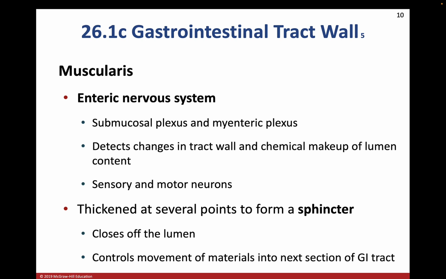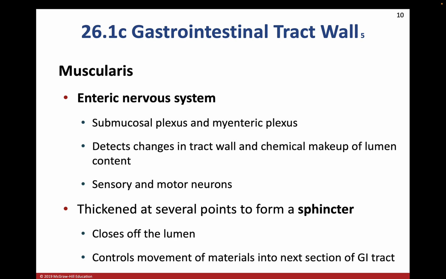And it is made up of two plexuses. Those will be the submucosal and the myenteric. And we want to think of this as local. Now, the sensory side of things will actually detect changes in the tract wall and the chemical makeup of whatever substances we actually find within the lumen. So keep in mind, because we're talking about a nervous system, there's going to be input and output.